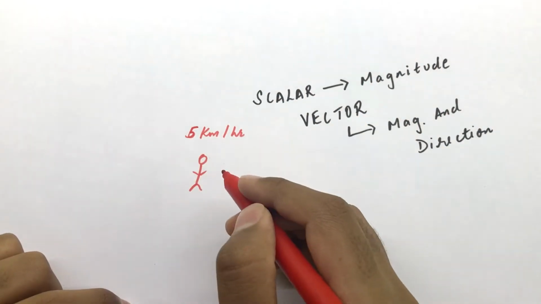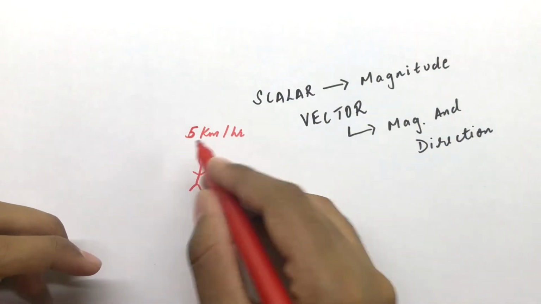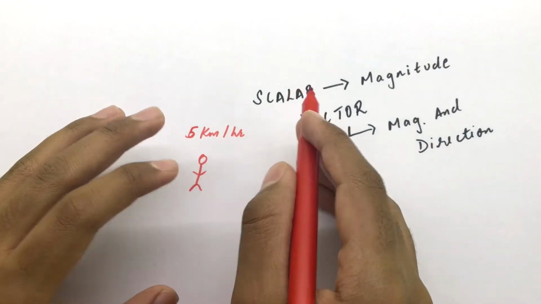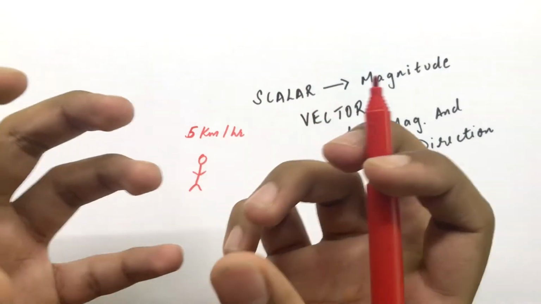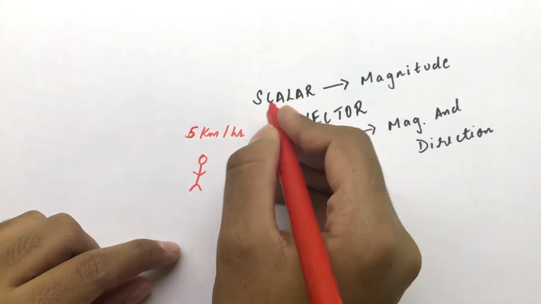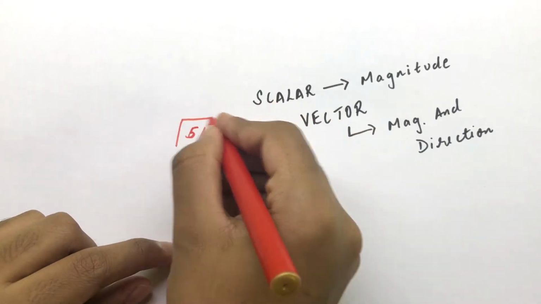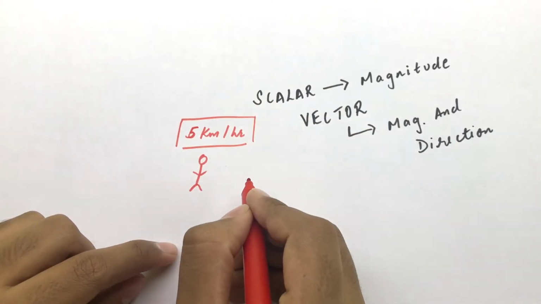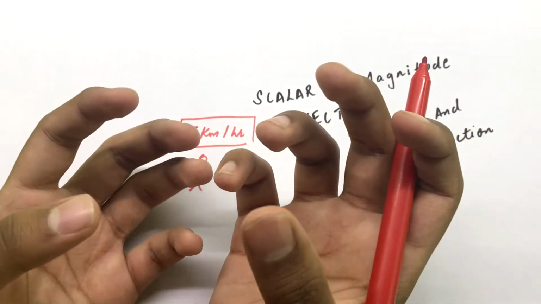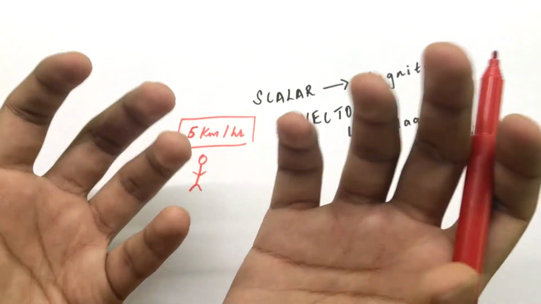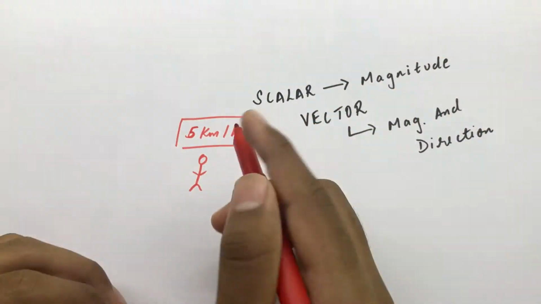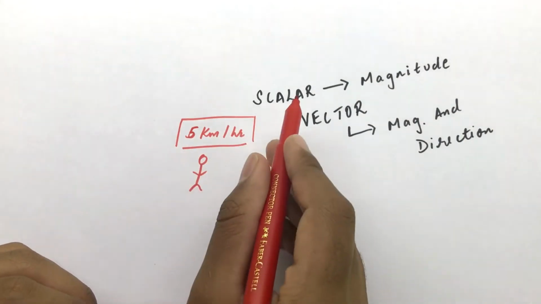Over here, this guy is moving at the speed of 5 kilometers per hour. So the scalar part is basically the measured amount of his speed. The scalar part here happens to be the 5 kilometers per hour because that is the magnitude. Magnitude basically again means the number or the quantity that is measured. So the 5 kilometers per hour is the scalar part.